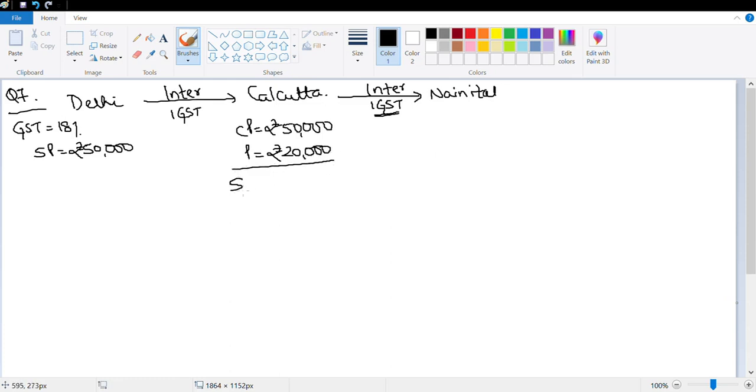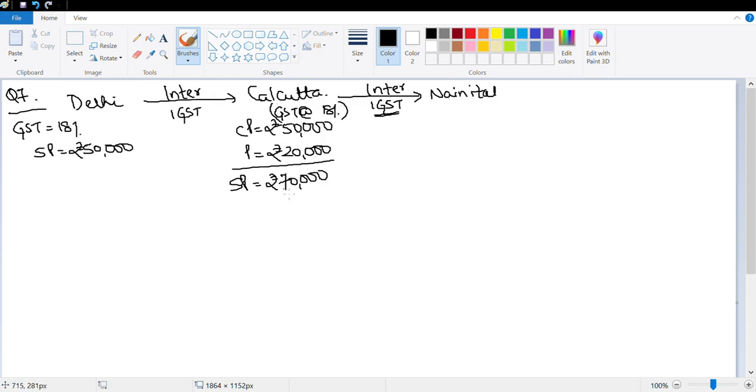So the SP here is rupees 70,000. Oh, in the last question also the SP was 70. Okay, that's a lot of profit. 40% profit is a lot of profit. At the same GST, so here also the GST is at 18%.